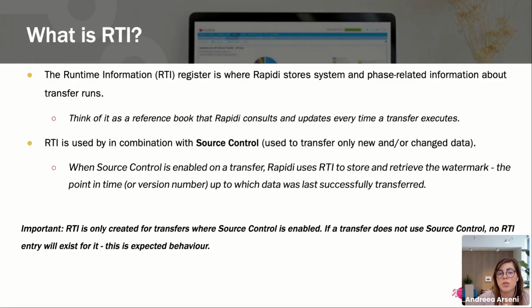It's important to say that an RTI entry is only created for those transfers where you have source control enabled. For example, if you've never run the transfer, you'll never see an RTI entry, because no data has been transferred to the other system.